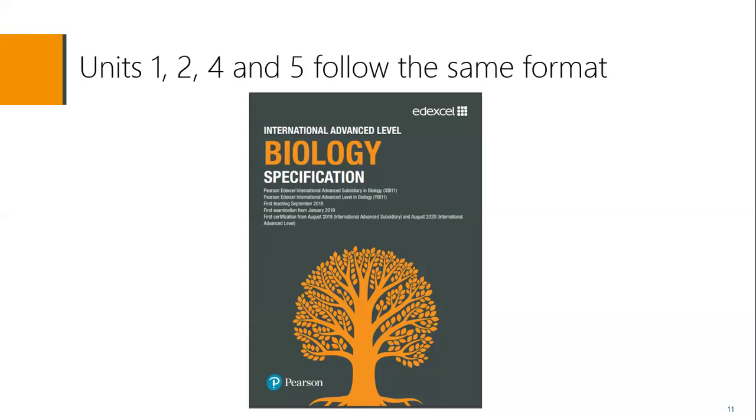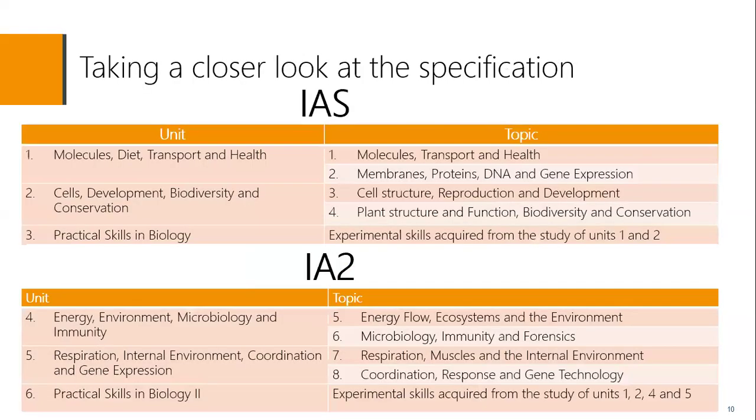If we go back, notice that each unit is split into 2 topics. The topics comprise specification points that relate to a broad theme. So, for example, in Unit 1, which is molecules, diet, health, transport, and health, the 2 topics are molecules, transport, and health, and membranes, proteins, DNA, and gene expression.